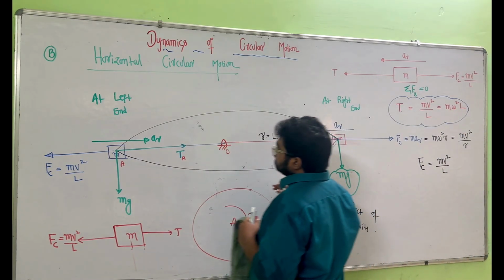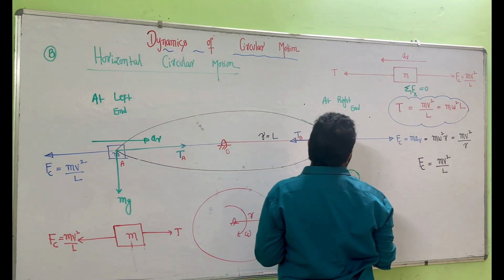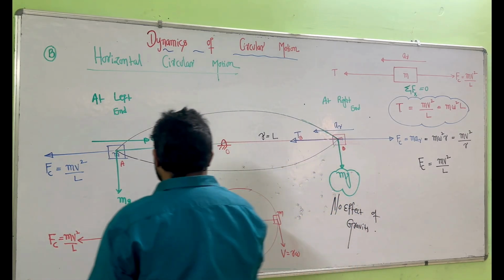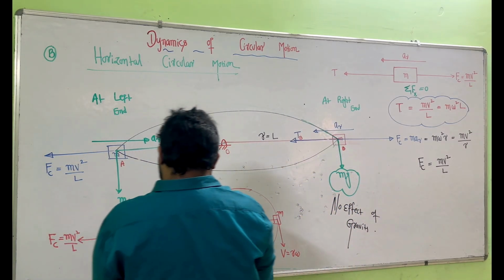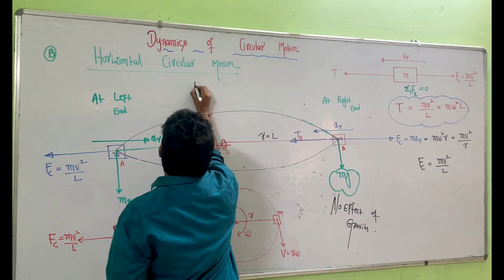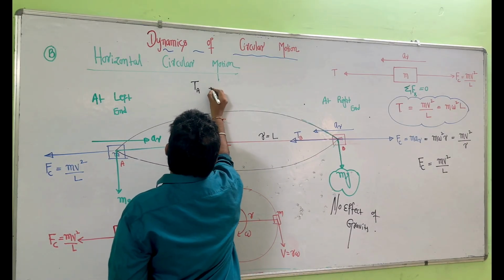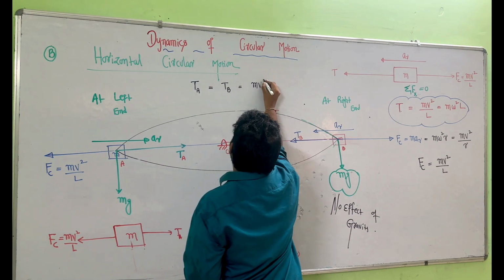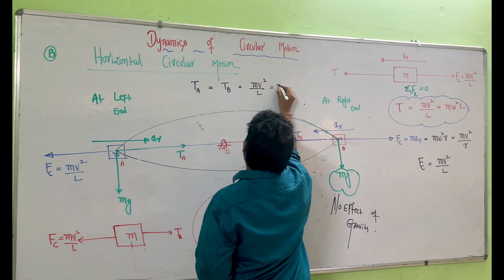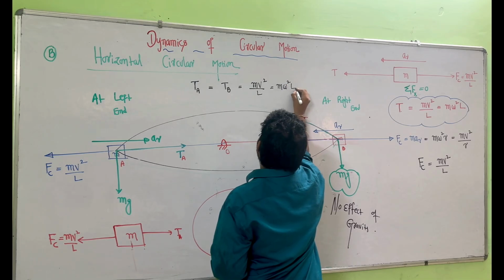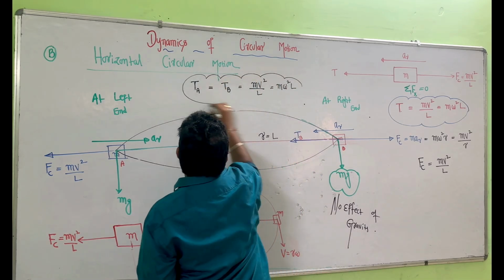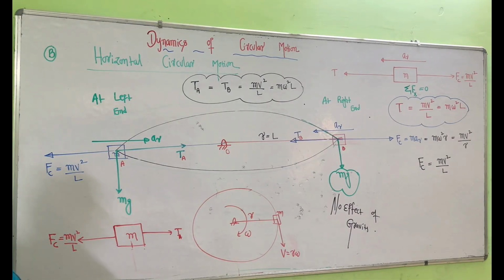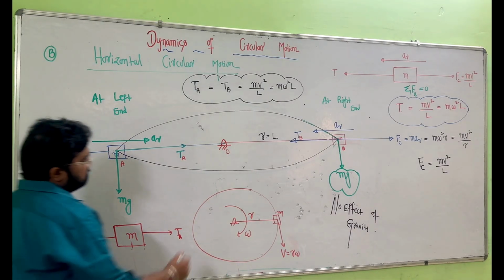Left to right, whatever it is, TA equal to TB equal to how much? Confidently tell me. TA equals TB equals mv square by L, or else m omega square L. Are you following or not? Same string, same tension. Okay.